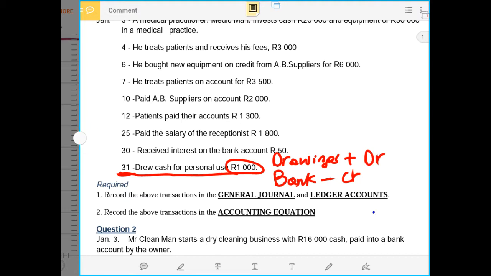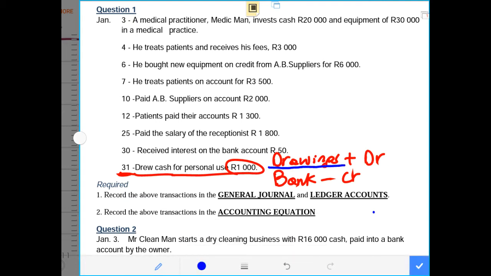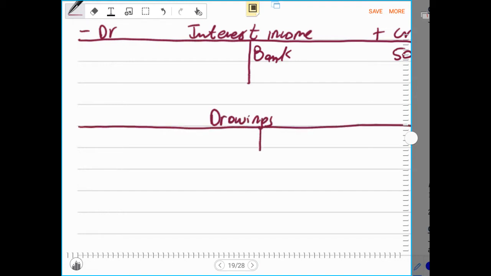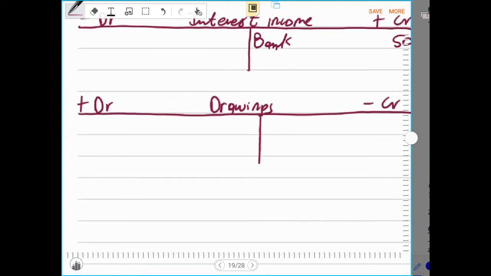So now we have to open one account, which is an account for drawings, because we have not yet opened a ledger account for drawings, but with the bank we already have the ledger account for bank. So now let us start with the ledger account for drawings. As I always do, I will indicate which side drawings increase and which side they decrease. Drawings increase on the debit side and they decrease on the credit side. And whenever the owner withdraws anything, drawings will always be increasing on the debit side.